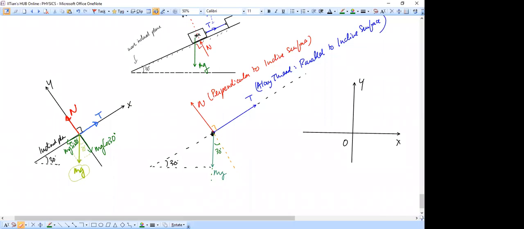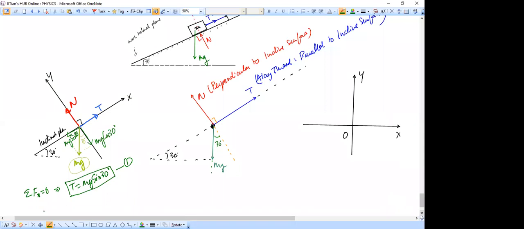Having removed mg from the analysis and replaced it with the components, we can see that summation Fx is 0. That means what is happening? Tension is balancing mg sin 30. That becomes our equation 1. And along the y-axis, net force is 0, because the acceleration of the block is 0. So that shows us that normal reaction is balancing mg cos 30.